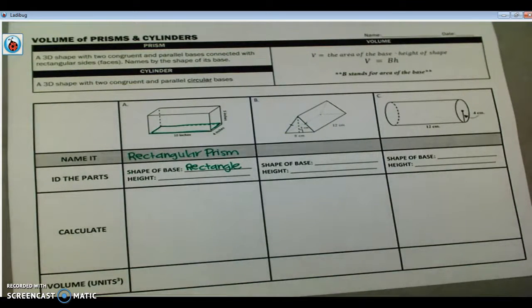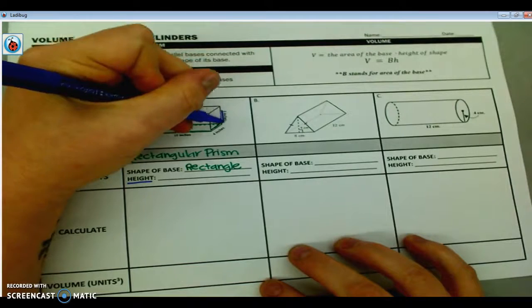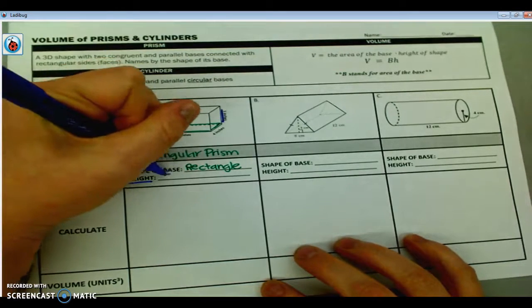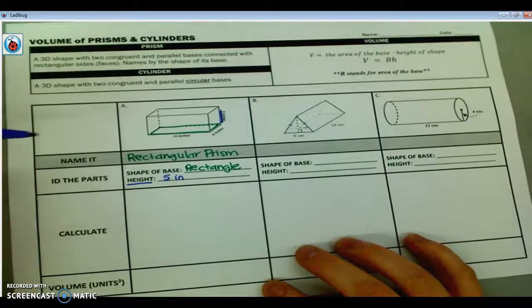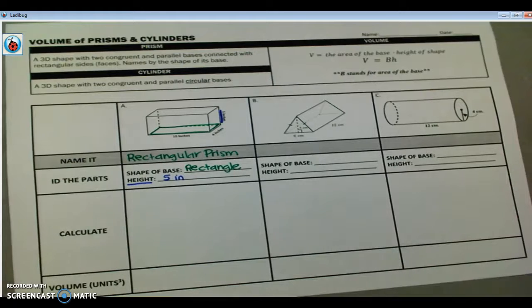So I'm going to use different colors. Since I started with green, I'll do green for base, and then for height, I'll do the blue. Well, the height in this case is right there. Our blue is 5 inches. So now I'm going to use my formula sheet to find the volume.